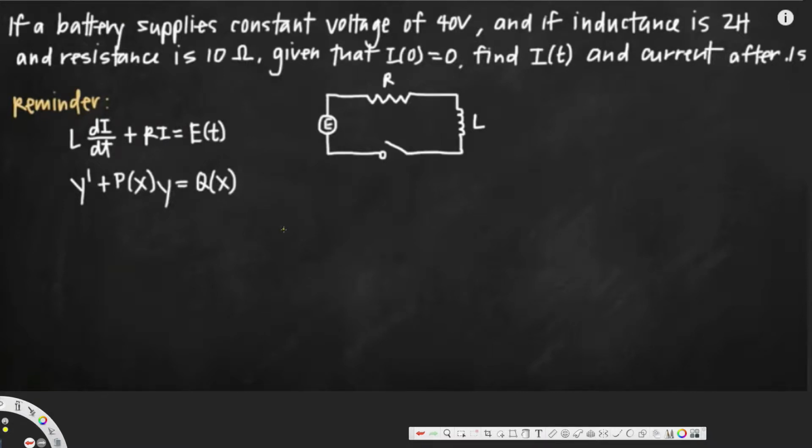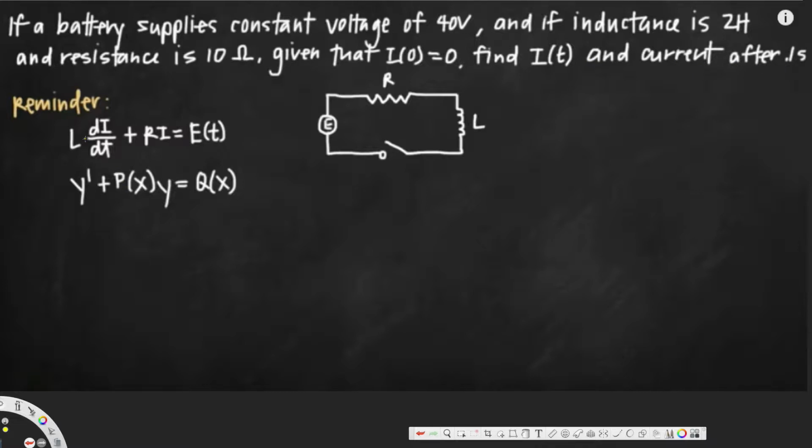In this video we are going to see how to solve this first order linear differential equation with initial conditions. Here the question is asking: if a battery supplies constant voltage of 40 volts, and if inductance is 2 henries and the resistance is 10 ohms, given that I of 0 is equal to 0, find I of t and the current after 0.1 second.